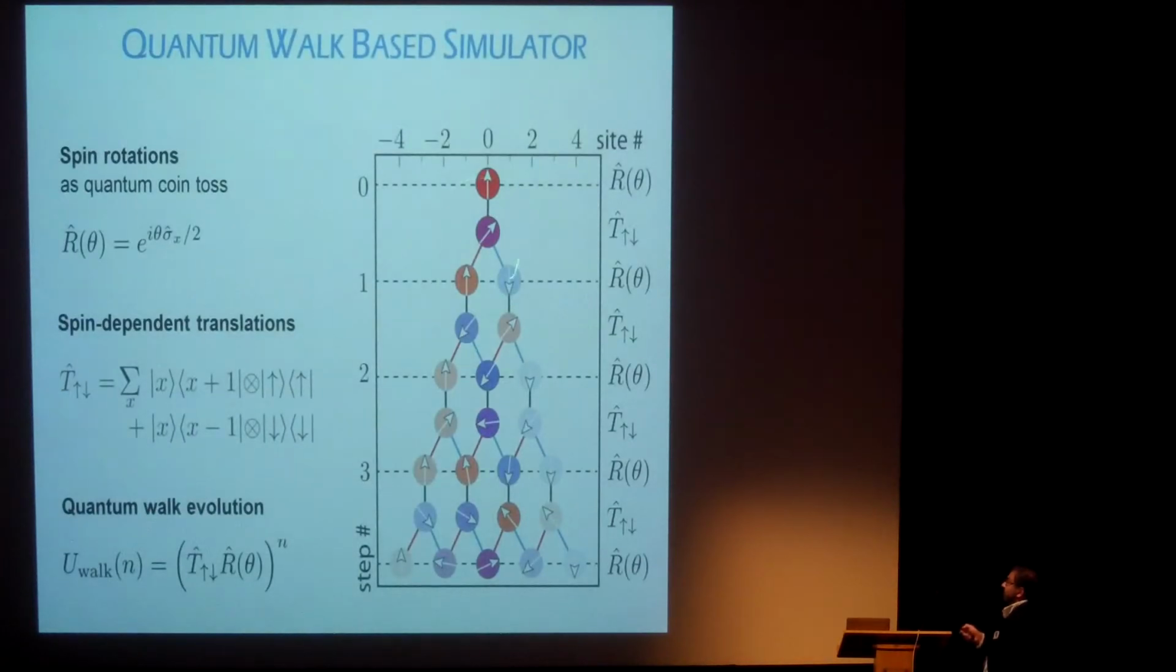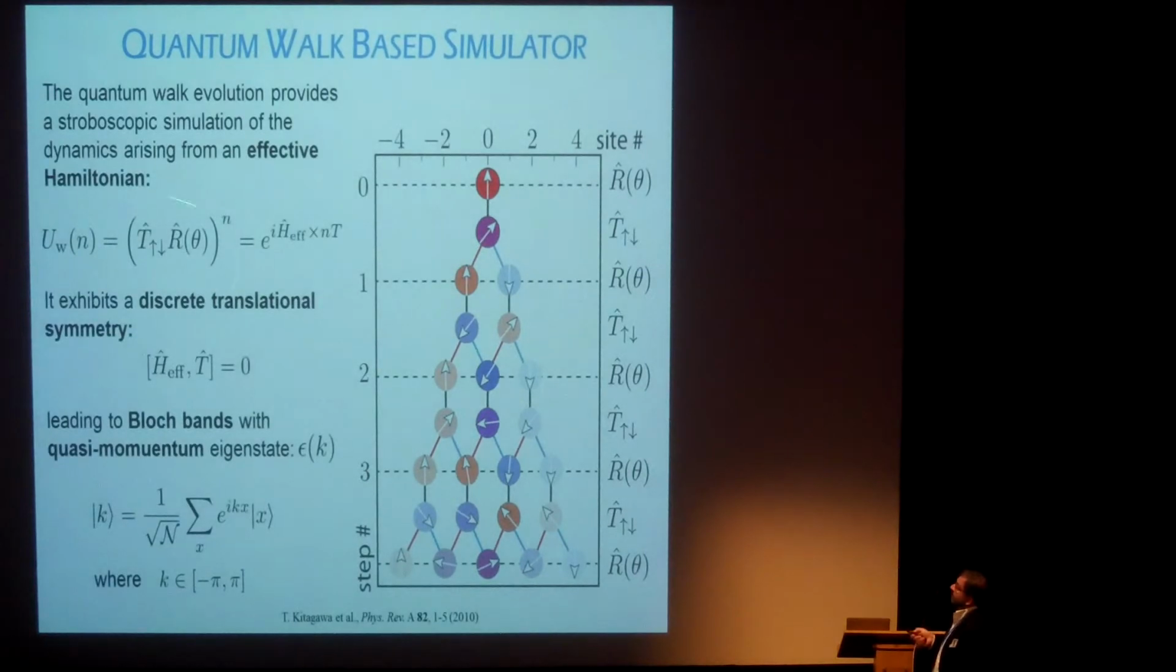The particular steps shown here correspond to these rotations and translations. A rotation I can simply generate by e to the i theta sigma x. So this will cause a rotation. The translation, which is spin dependent, is encoded in this type of operator here. And I can think of the unitary evolution of the walk as simply R times T raised to the power n, where n is the number of steps.